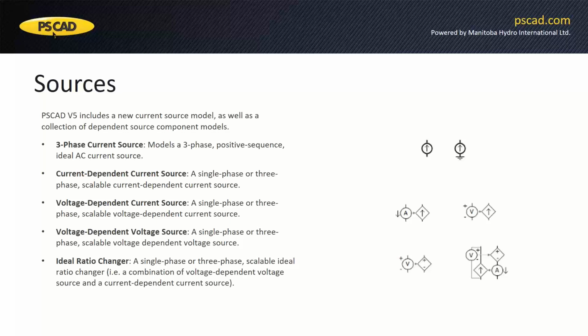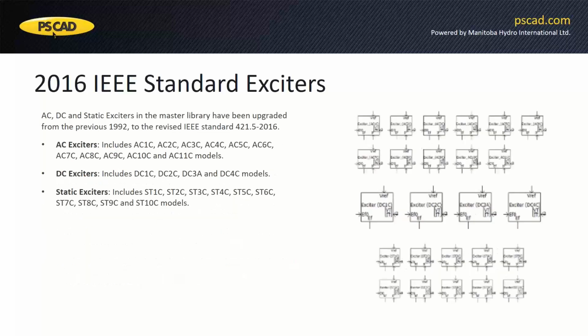In terms of sources, I mentioned the dependent sources. These are the names of the 4 of them that I showed before. And we also have an ideal AC current source that's 3-phase only. All of our standard exciters that we have in the master library have been upgraded from the 1992 standard to the new IEEE 2016 standard. This includes, I think, all of the configurations that are in the standard. You can ask about that at the other webinar, I'm not really sure.